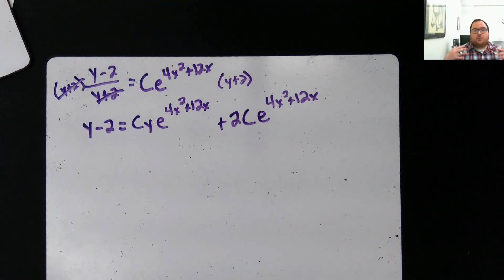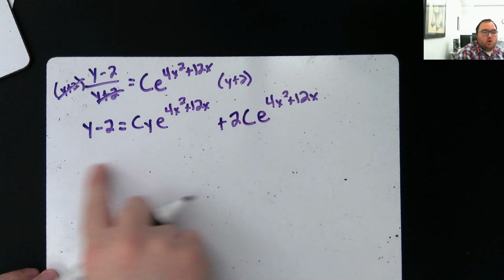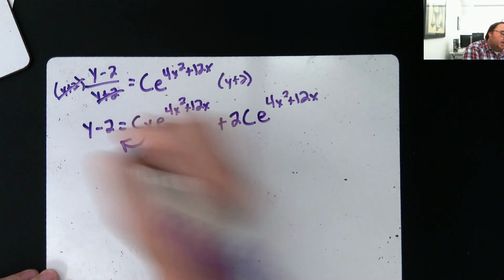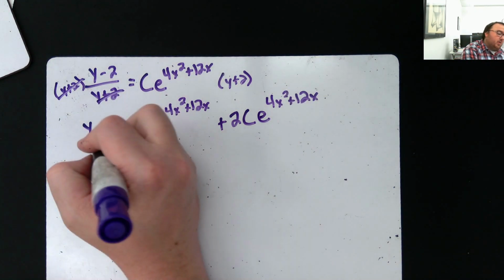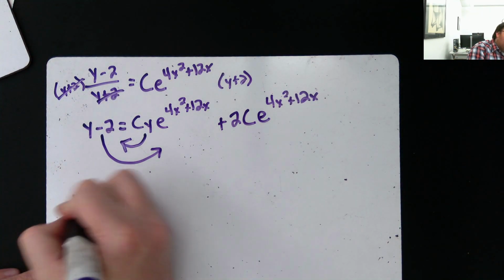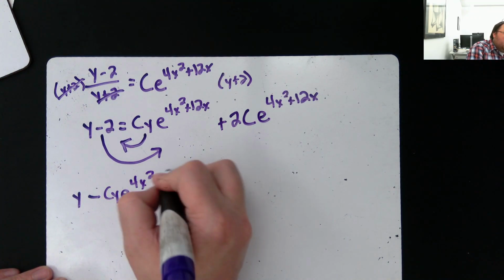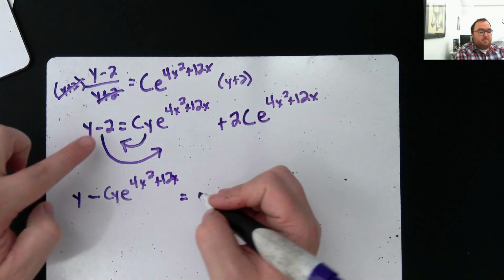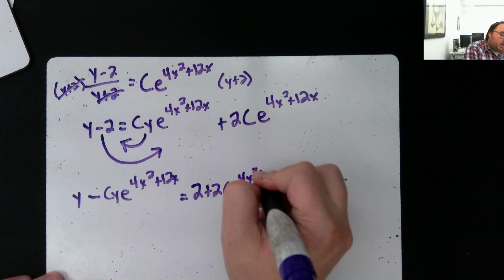Okay, so we're solving this for the y, which means I want to move every y to one side and everything else to the right side. I have a y here, which means I want to move this term over there because there's a y. The minus 2 right here doesn't have a y, so I want to move that over there. So what I end up with is y minus cy e to the 4x squared plus 12x equals, that becomes positive 2. 2 plus 2c e to the 4x squared plus 12x.